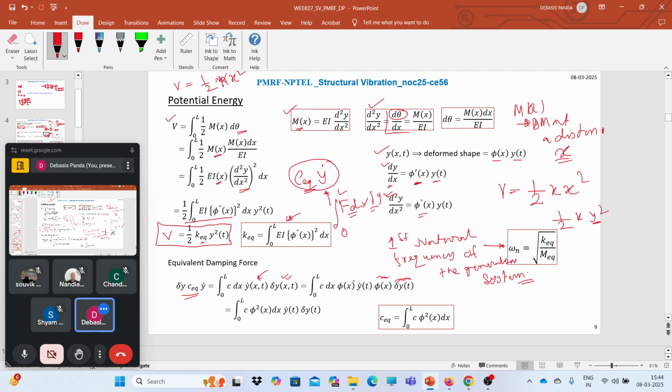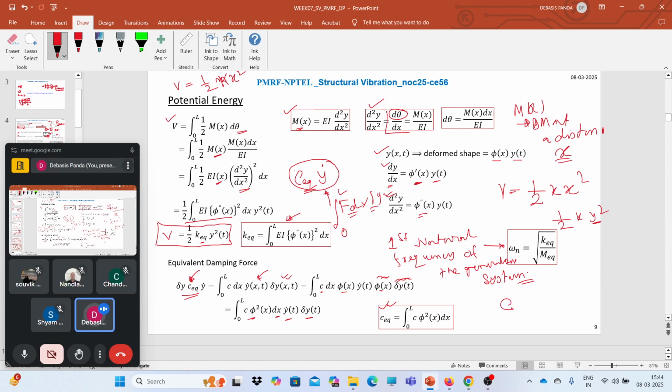So if we solve it, we are left with c times phi square x, a function of space, into the small variation along the length dx, and y dot and del of y. Now from this equation, C equivalent comes as the integral from 0 to L of C phi square x dx.